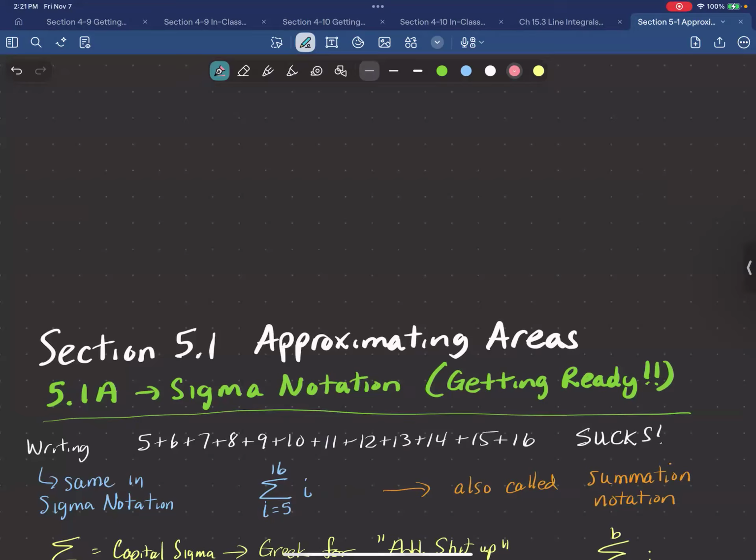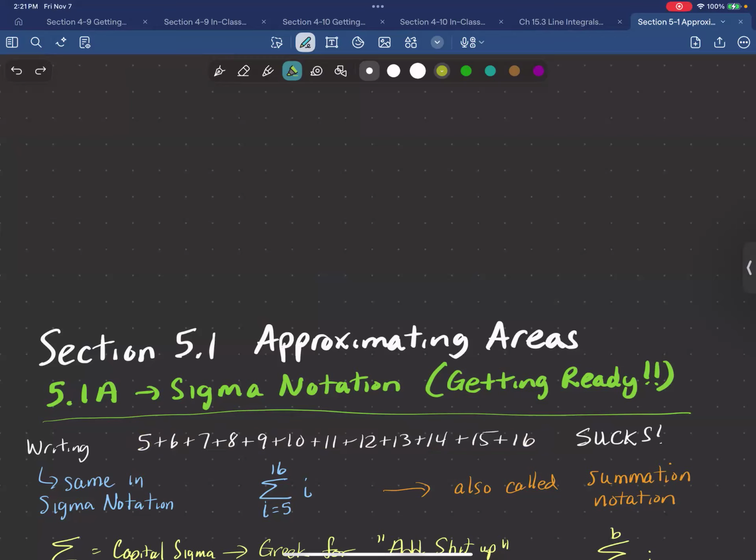We're going to do 5.1. The first section is actually going to be for getting ready, the getting ready section. This is on approximating areas. So the idea is writing out long sums of addition like 5 plus 6 plus 7 plus 8 plus 9 plus 10 all the way up to 16.